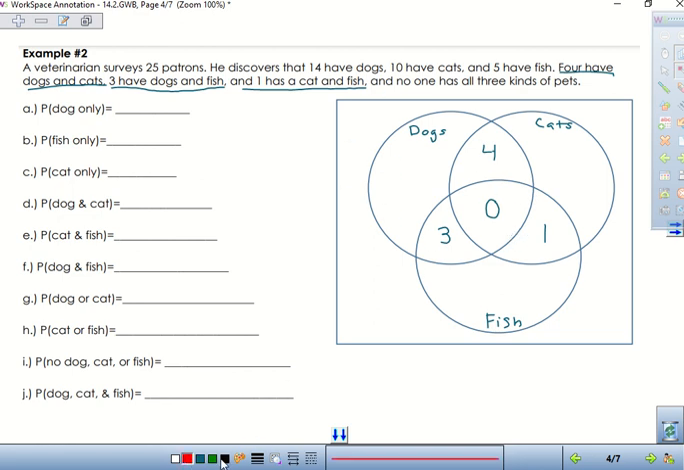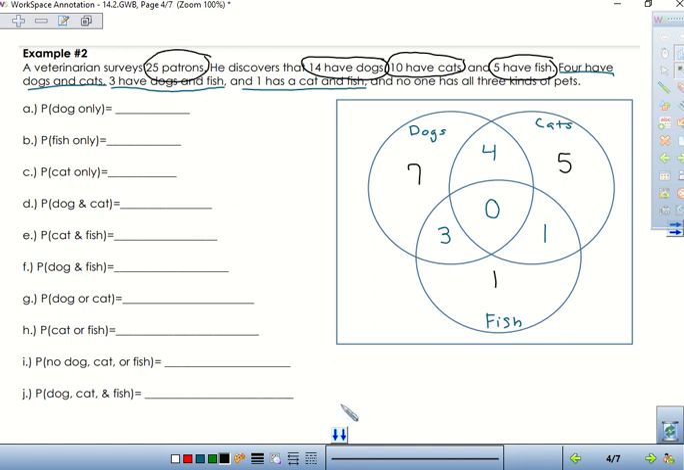Now we're going to work our way out. So he discovers that 14 have dogs. We've already counted 7 of the dogs, correct? So how many more do we need to go here? 7. That's why it's important you work inside out, or you're not going to have the right numbers. 10 have cats. How many cats have we already accounted for? 5. So what's going to go here? 5. And 5 have fish. How many fish have we already accounted for? 4. So what's going to go here? 1. Good. Now, keep in mind, he surveyed 25 patrons.